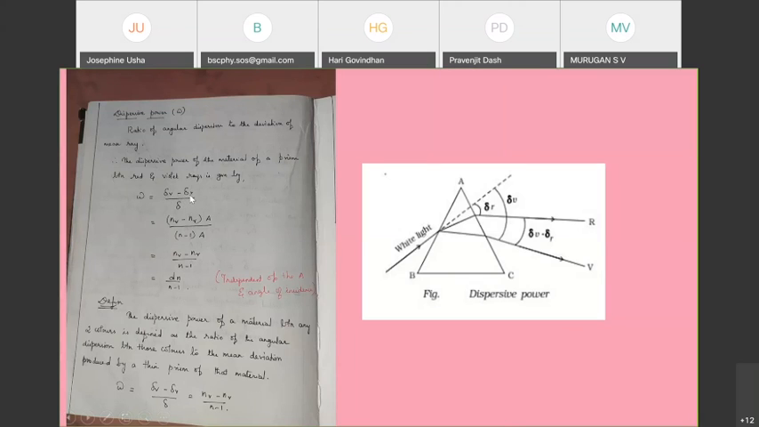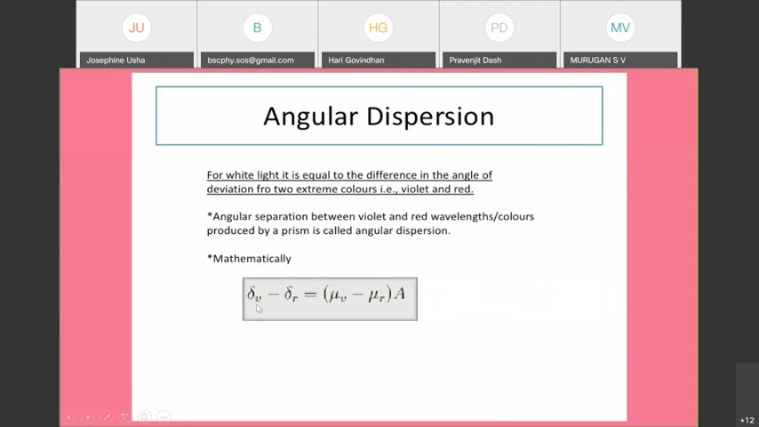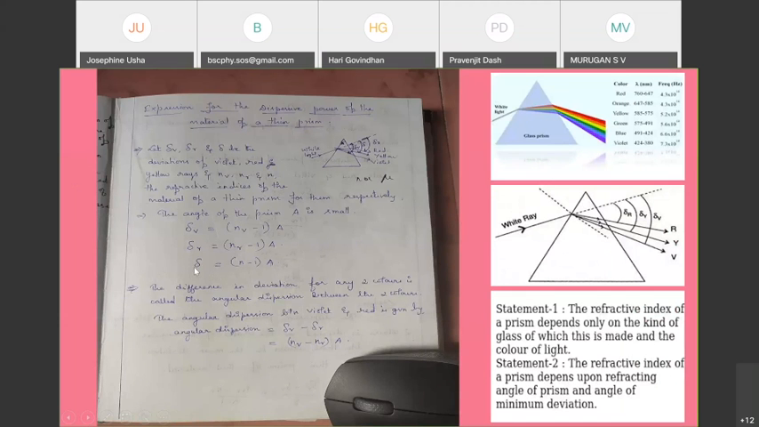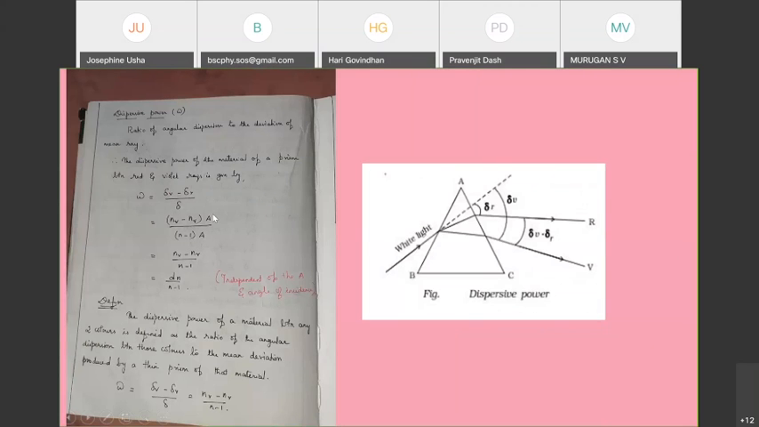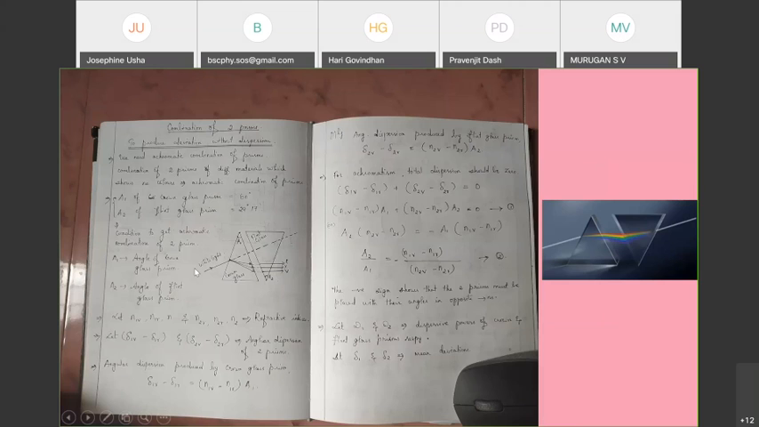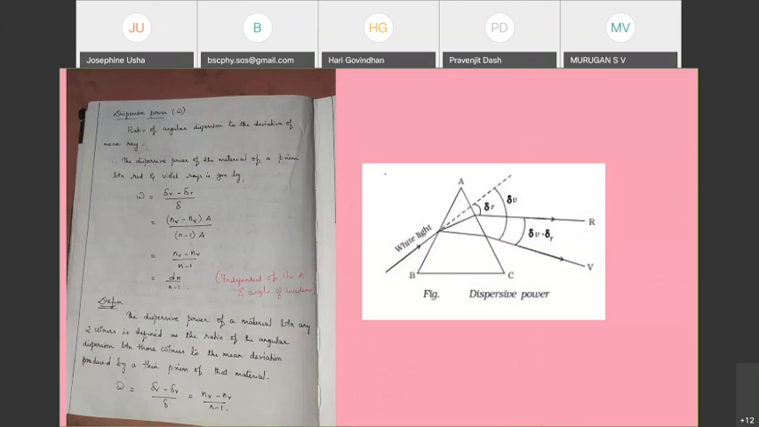So del V minus del R is angular dispersion. The angular dispersion equation is NV or mu V minus mu R or NR into A. The del value, that is, I have calculated here, is the mean ray deviation. So I'm just substituting here: n minus 1 into A will get cancelled. So dispersive power of prism is equal to simply NV minus NR divided by n minus 1. Is it clear? Yes. So I think with this I stop here. The remaining topics will continue in the next class.